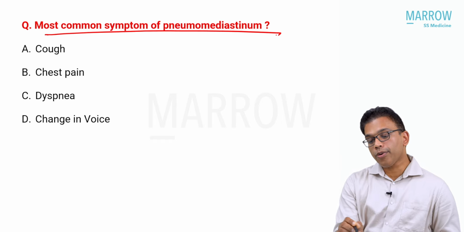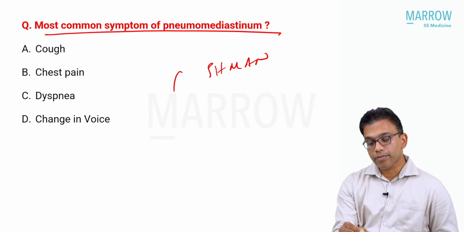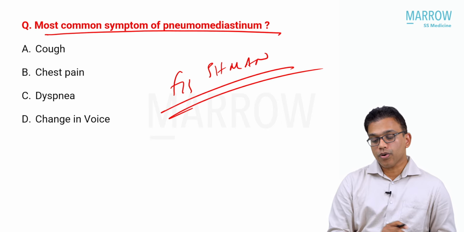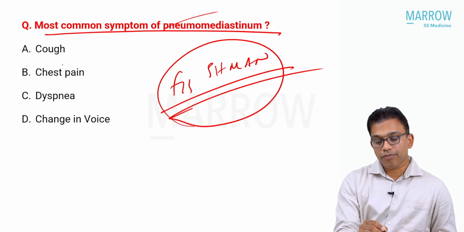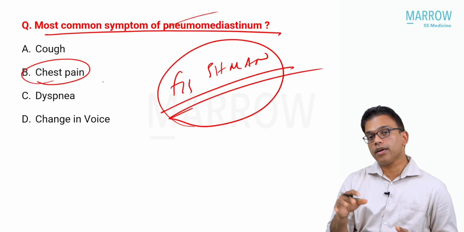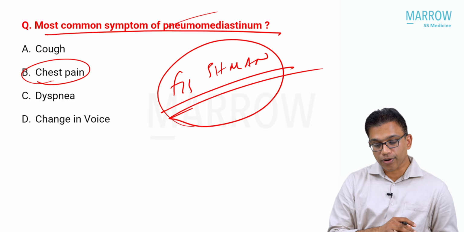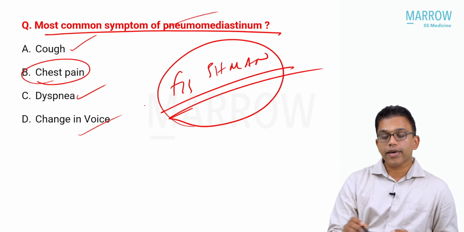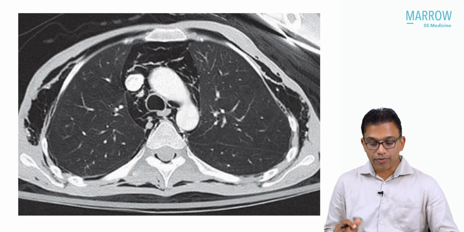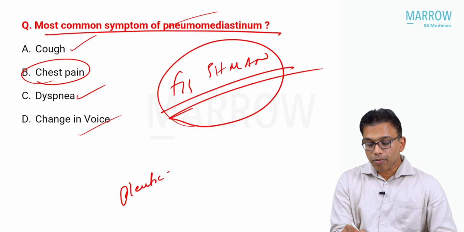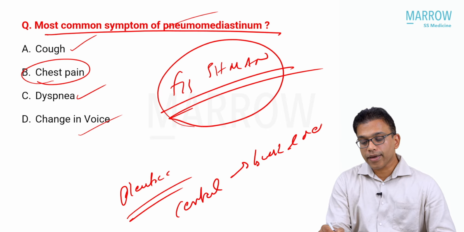Most common symptom of pneumomediastinum: this I think they have taken directly from a statement in Fishman. So please refer to the textbook also. They have referred to the textbook and made out this question. The most common symptom of pneumomediastinum is chest pain as per the textbook, as well as with respect to different articles which I have referred also. Cough can be there, dyspnea can be there, some change in voice, nasal tone, all these things can be there. But the most common symptom is chest pain, which can be pleuritic also. It is usually a central chest pain which can radiate to the back and also to the neck.